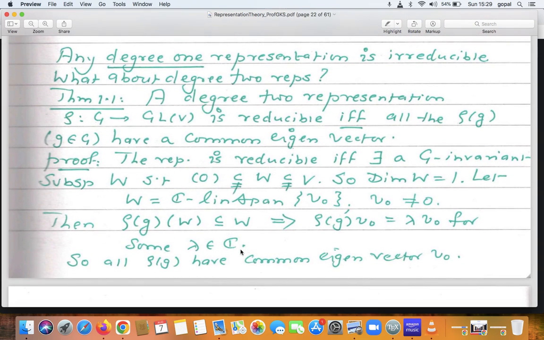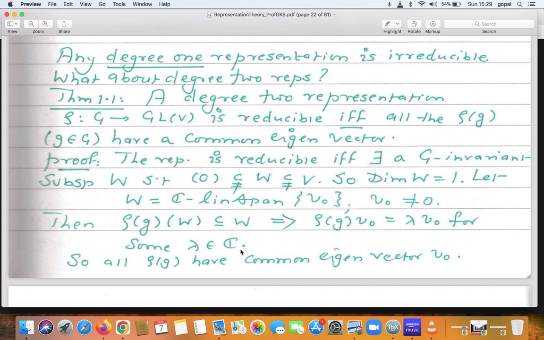What about degree 2 representations? When will a degree 2 representation be irreducible? If it is not irreducible, we say it is reducible. So theorem 1.1: a degree 2 representation rho from G to GL(V) is reducible if and only if all the rho g's have a common eigenvector.